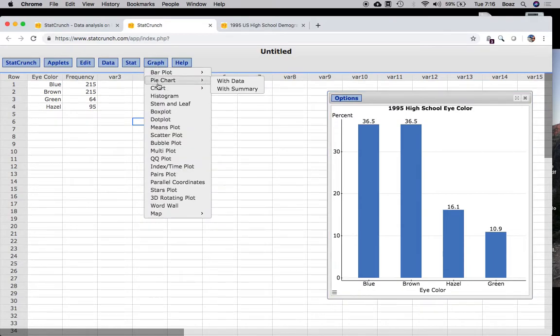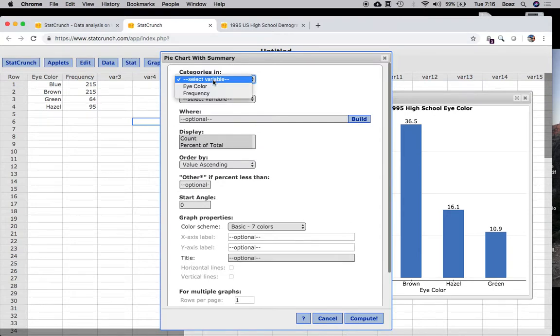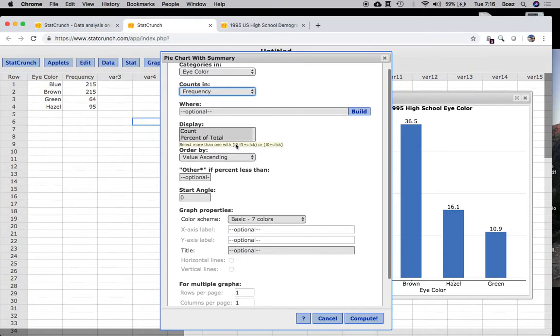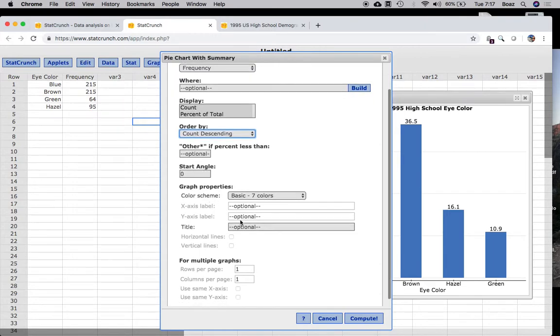The pie chart, we'll do a pie chart with summary, categories in the eye color, counts in the frequency. And we can show the count and the percent of total. If you already have percent shown, then you just want to pick one of those. You don't need both of those. And then we order by, again, the count descending there. And depending on where we want to start it, it just depends. But I'm not going to worry about that at this point. It depends on the graph that we're working with and what we have.